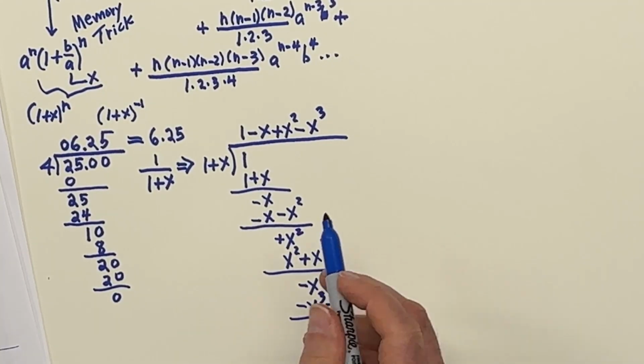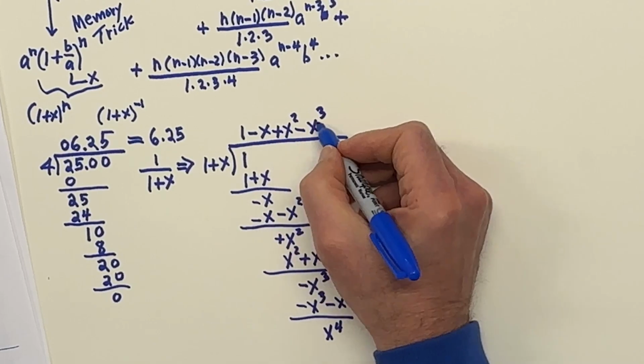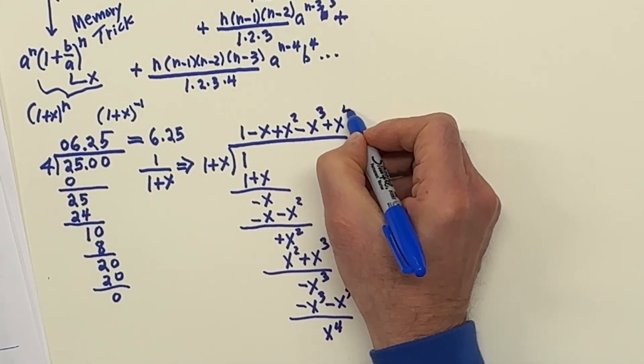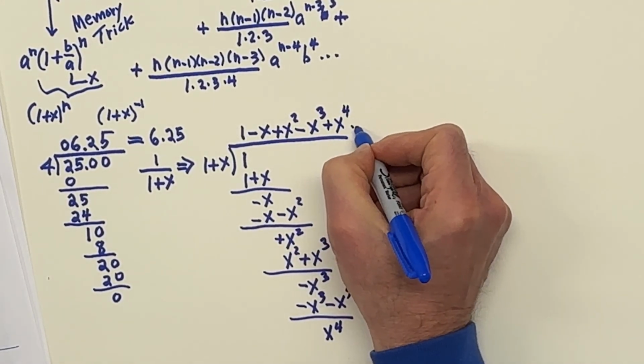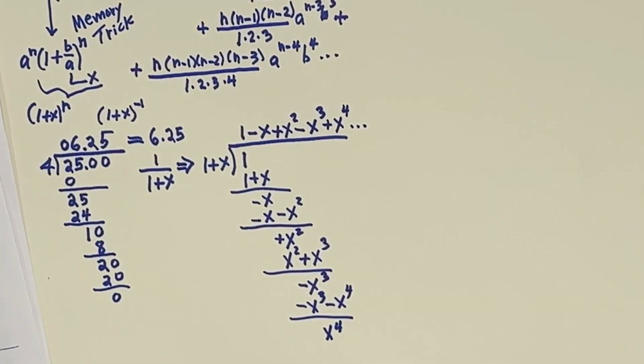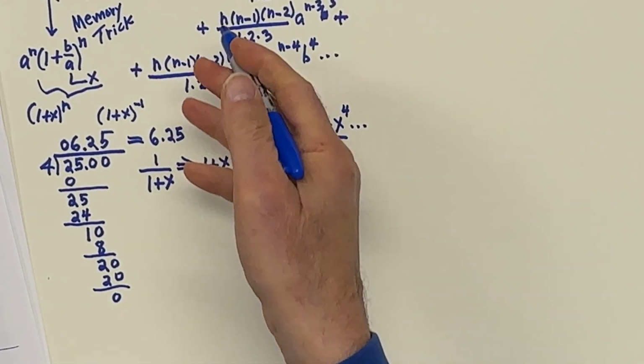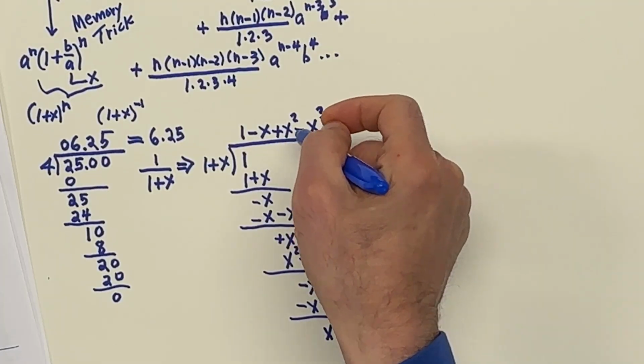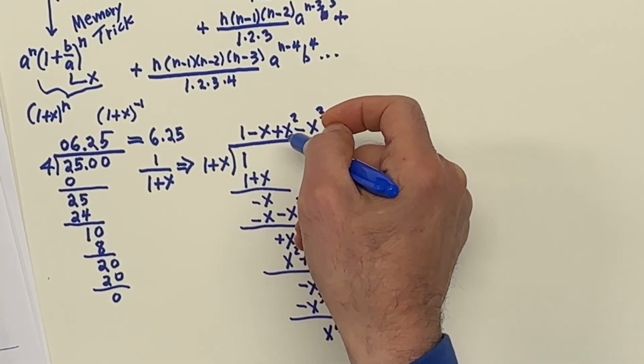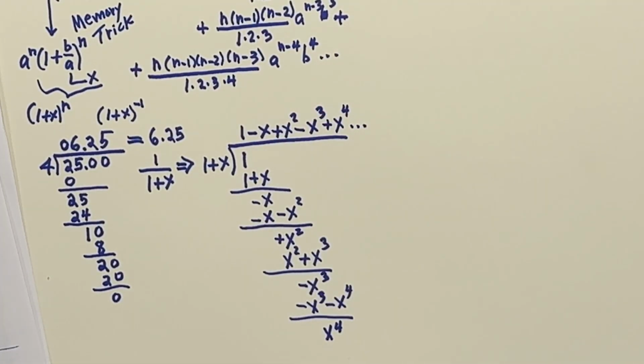And you can see what's happening here. We're going to have alternating signs, and these powers are going to be increasing, and we're going to keep going. So my question is, does my prescription here get this? All right. So we're going to try it out.